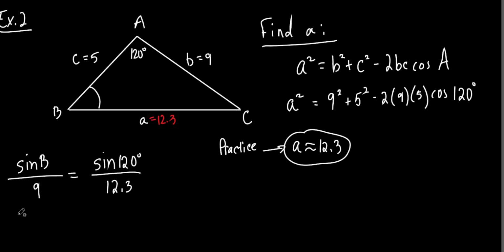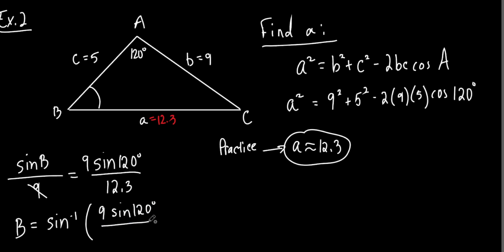The math is this. Multiply both sides by 9, so put the 9 right there. And then the sine of B is equal to all this stuff. How do I find what angle B is? I take the inverse sine. So I'm taking the inverse sine of this whole thing. So that's the sine of 120 over 12.3.